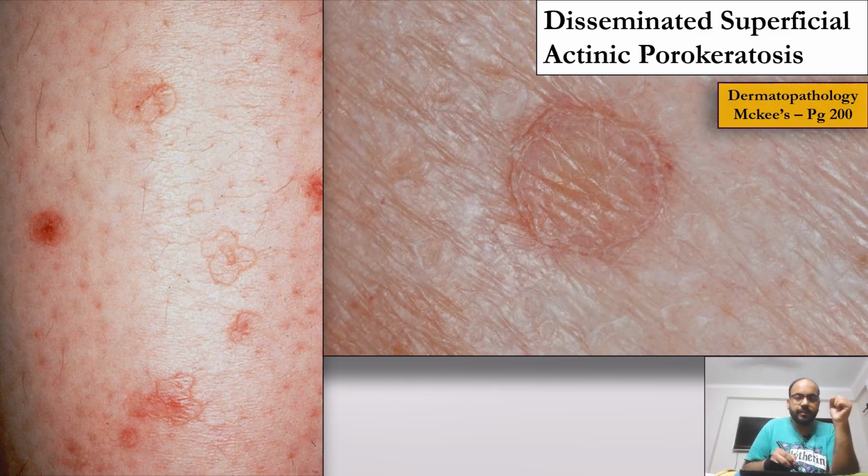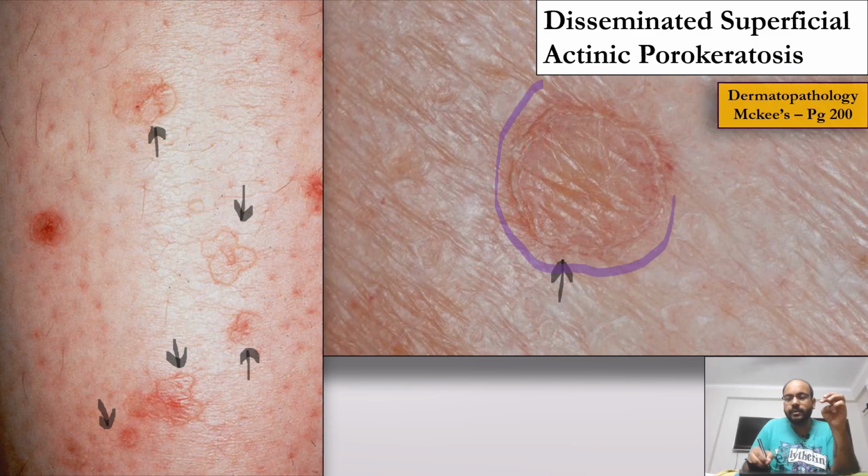So here you can easily appreciate, this is taken from Dermatopathology, McKee's book, page 200. So here you can see multiple porokeratosis. One is here, one is here, and multiple porokeratosis. So if you see multiple lesions of porokeratosis on sun-exposed areas, think of DSAP. And this is a larger picture to show you, importantly, the keratotic rim. Okay, so you need to have a keratotic rim to label it as porokeratosis. Let's move forward.